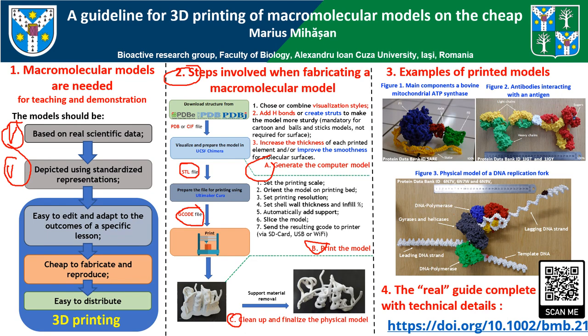After printing, the model looks somewhat like this. This is a freshly printed model of insulin, and this part white here, and here, is actually the support material which needs to be removed in the final step of the preparation of the physical model of a macromolecule. The last picture here is the final model of insulin where the support was successfully removed.